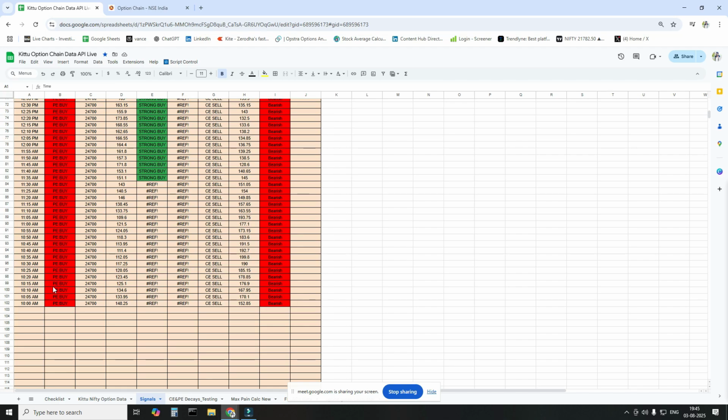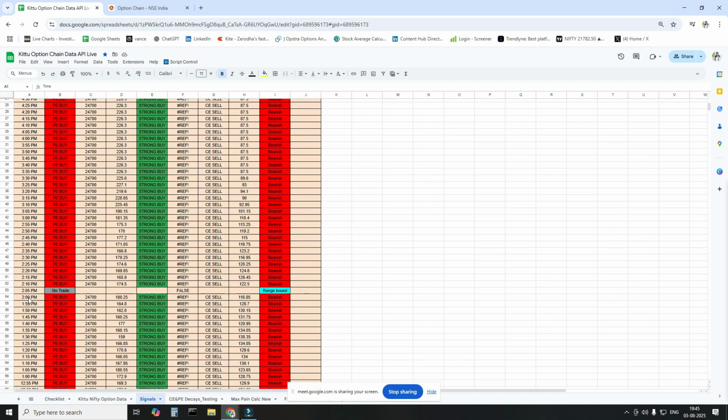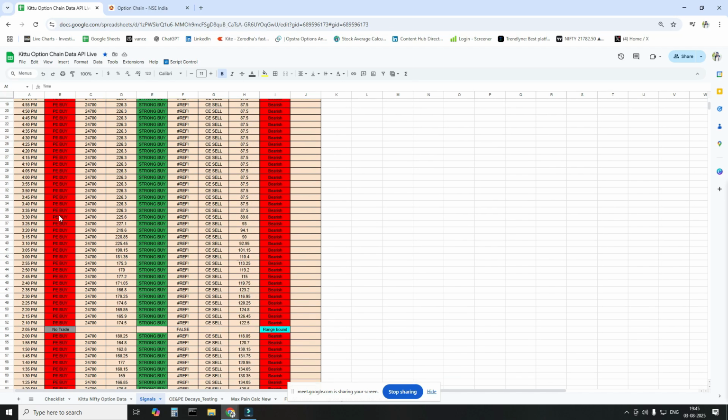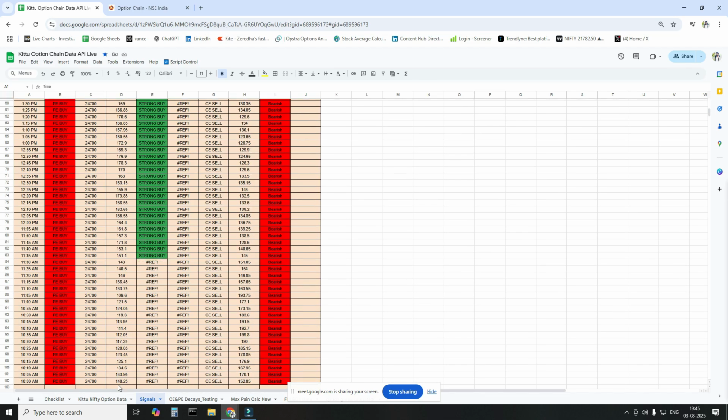No one is going to manually change any of these values, since it is fully automated. Every 5 minutes you can see the time intervals as well, and every 5 minutes you can see the price changing. So if you see at 10 o'clock we got an indication like PE buy at 148 rupees.